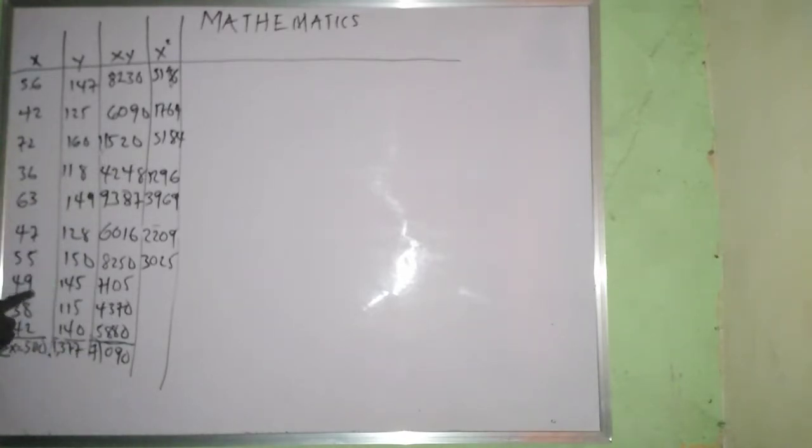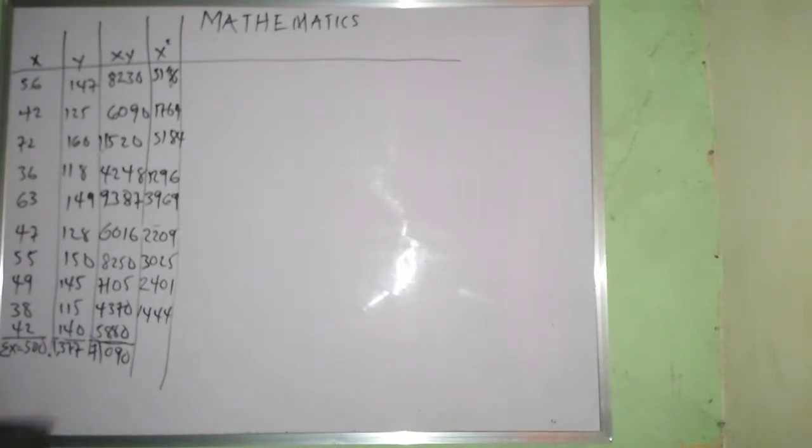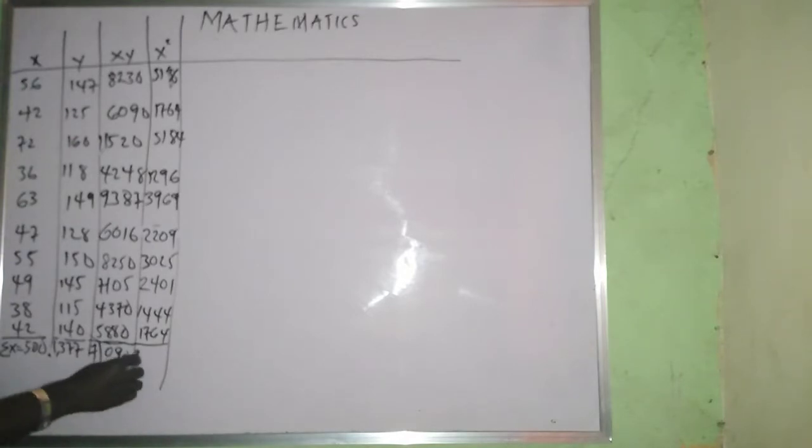If I have a 49 square, that'll be 40 times 40. Okay, I'll be having 49 square to be 2401. 38 square, it will be 1444. Okay, and this one will be what? 1764. Now, if I sum everything up, my sum up will be 26,192. That is very, very important.